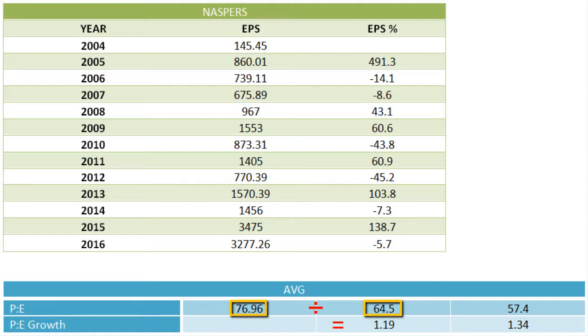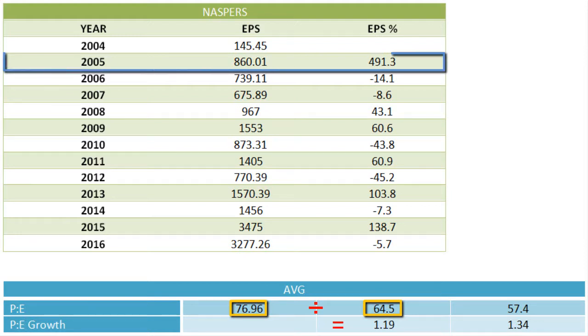And when you're looking at this, you should take into account that the first year, that is 2005, where we could calculate the percentage growth, it was 491%. Leave that year out and you'll find that it's even more expensive.